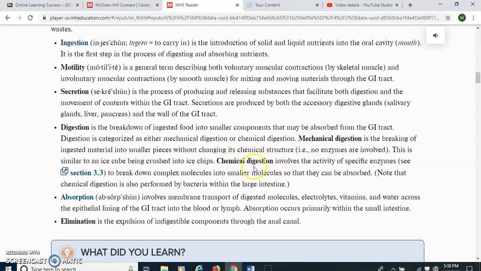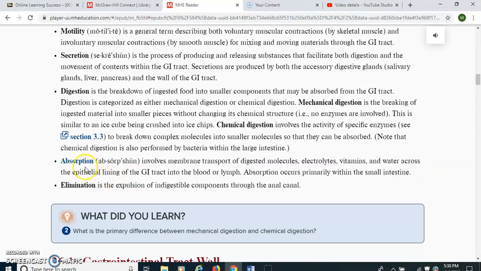All right, and then the last 2 functions are absorption, and that's the movement of the nutrients that we've already digested. Absorption is going to happen after we mechanically digest and chemically digest material in our food.